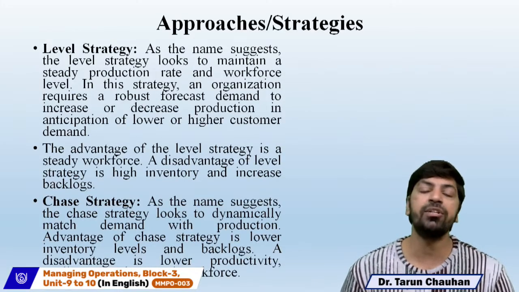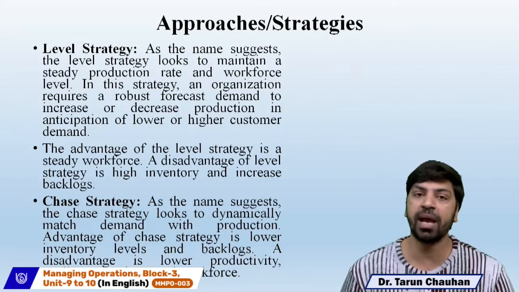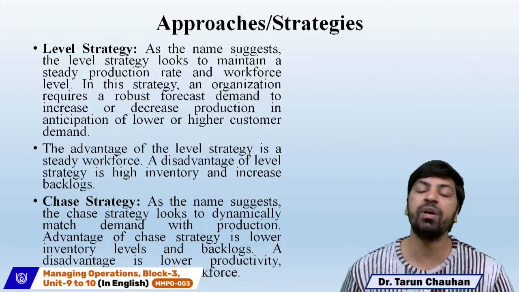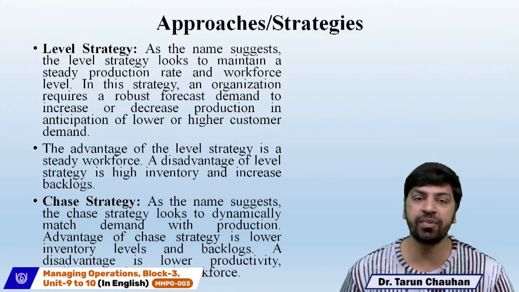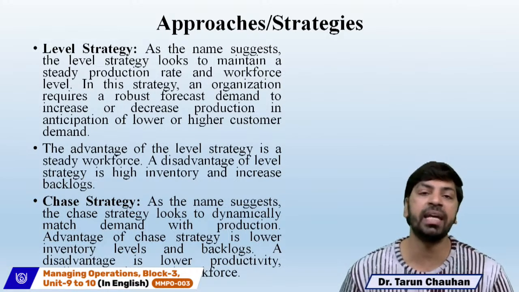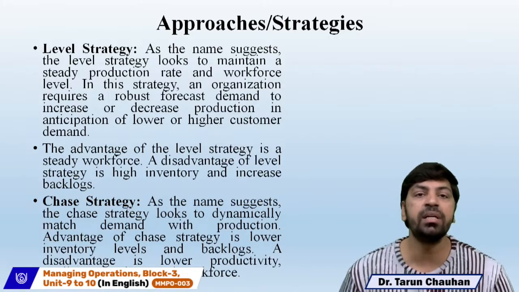The next section is the approaches or strategies of aggregate production planning. There are 3 main strategies. The first one is the level strategy, the second one is the chase strategy, and the third one is the hybrid strategy.